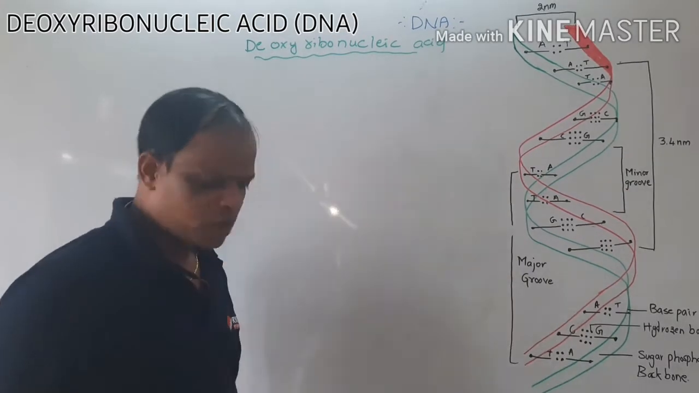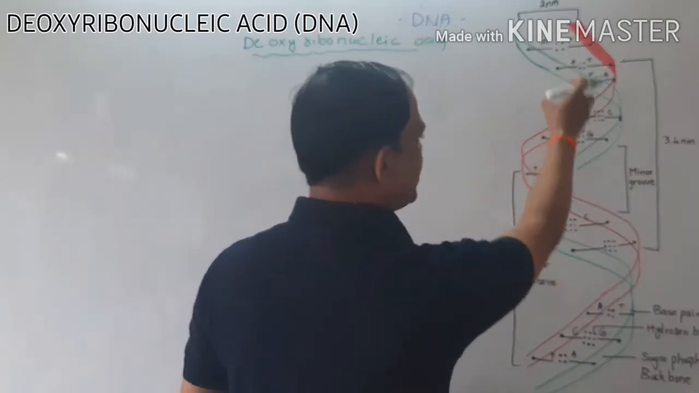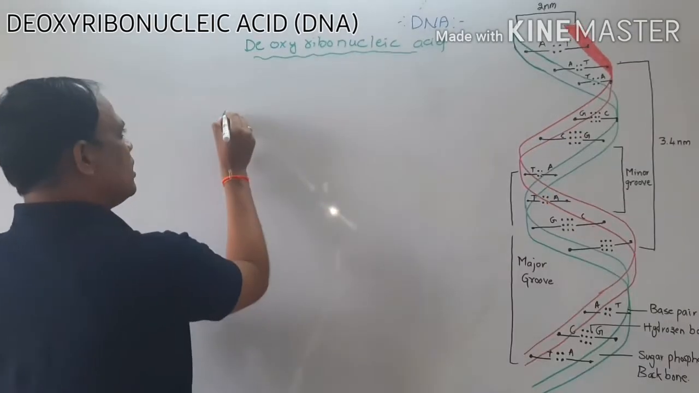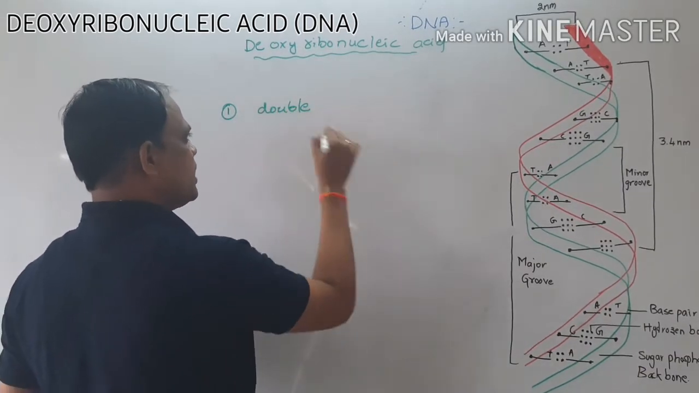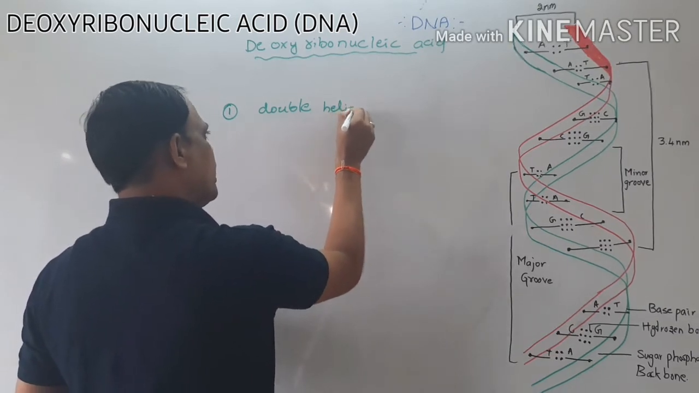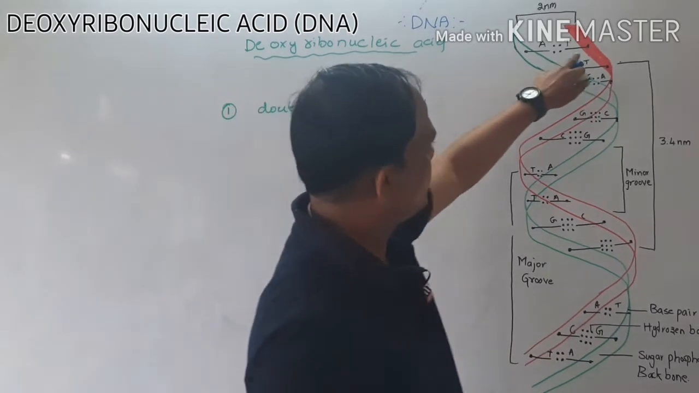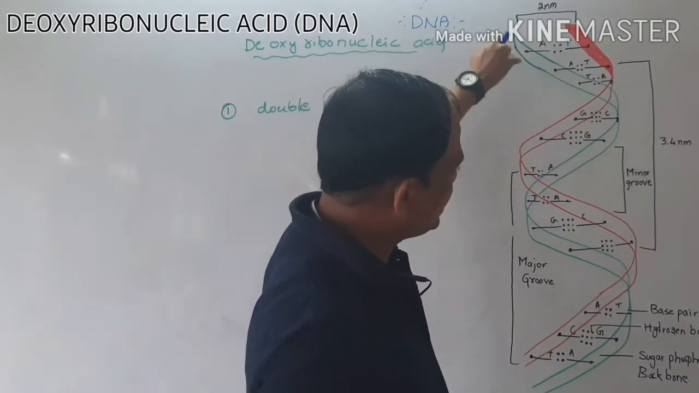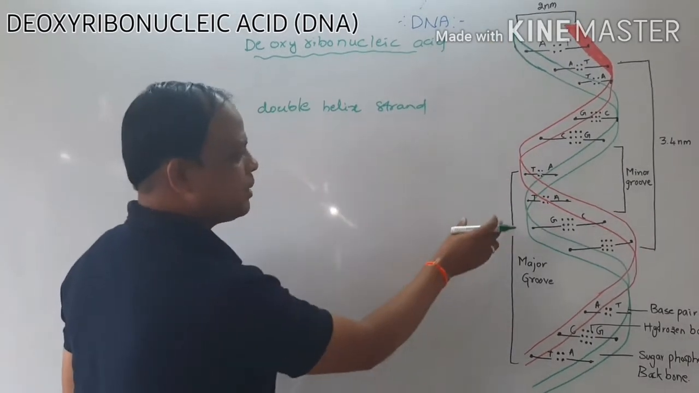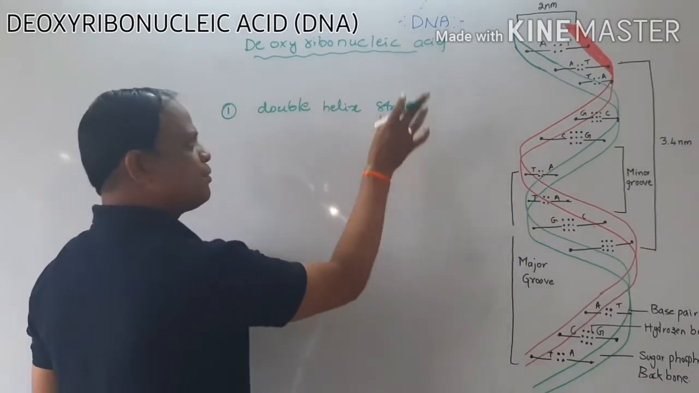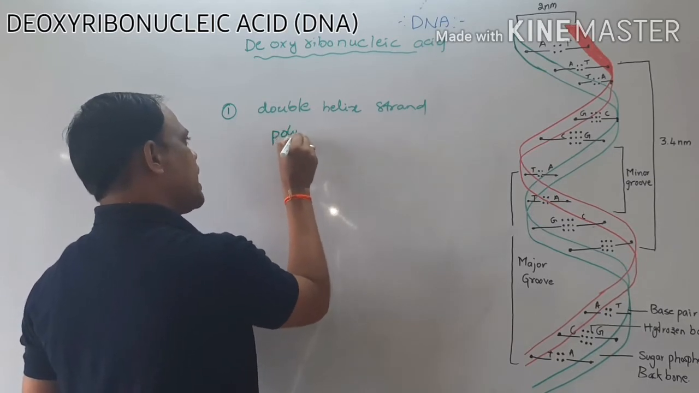And then the structure of the DNA helix. This is the molecular structure of the DNA strand, and this is the double strand. The DNA strand is a double helix strand, so this is the double helix. The DNA strand contains two strands. Each strand is made up of a number of nucleotides, because of which it is called a polynucleotide chain.